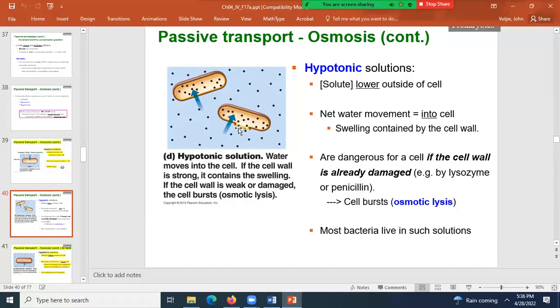Osmotic lysis can happen to a cell that doesn't have a cell wall, or a cell that has a damaged cell wall. Like if you give penicillin G to a growing bacterial cell, it will cause a hole in the cell wall, and then the plasma membrane can protrude out of that hole and would eventually burst. In a hypotonic solution, the water moves from outside the cell to inside the cell.